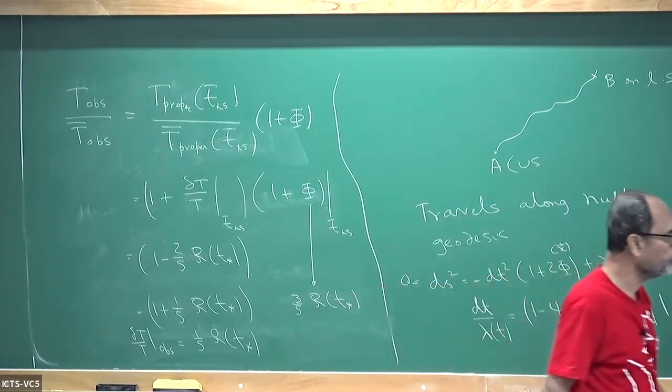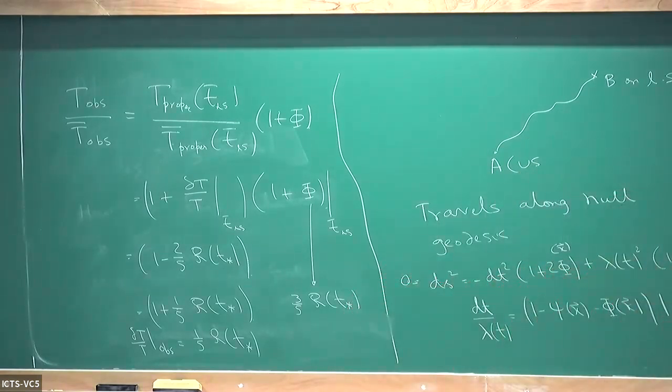What's the difference between T proper evaluated at the average last scattering time and T bar proper? T bar proper is the average over angles. T proper is the value at a particular angle. So bar will always denote averaging over all angles. Then this will be the T tilde. Exactly.